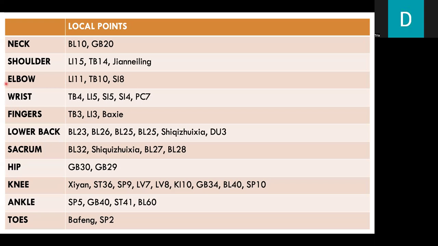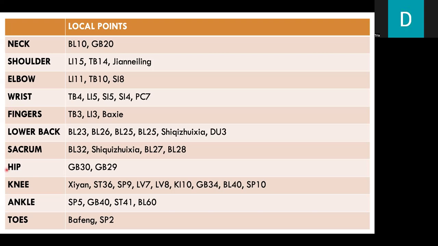For elbow, it's LI11, triple burner 10, and SI8. For wrist, it's triple burner 4, LI5, SI5, SI4, and pericardium 7. For the fingers, we use triple burner 3, LI3, and Baxi. For lower back, we use bladder 23, bladder 26, bladder 25, and Chi do 3. For sacrum, we use bladder 32, the Shichija, bladder 27, and bladder 28.